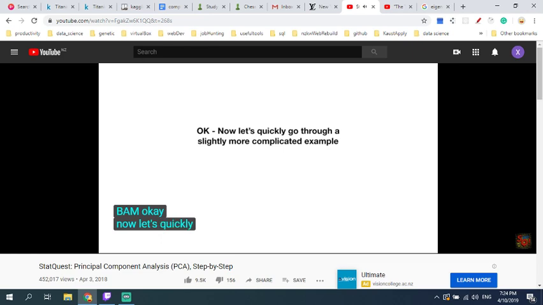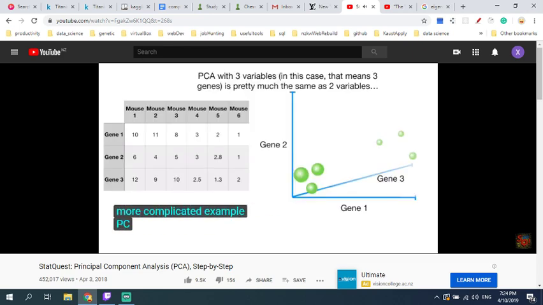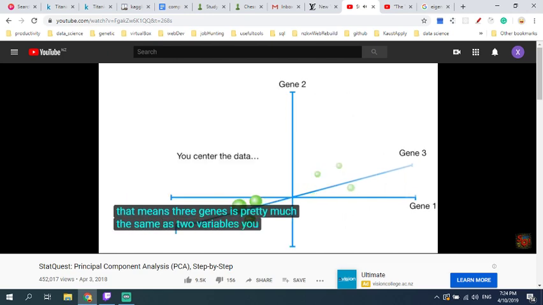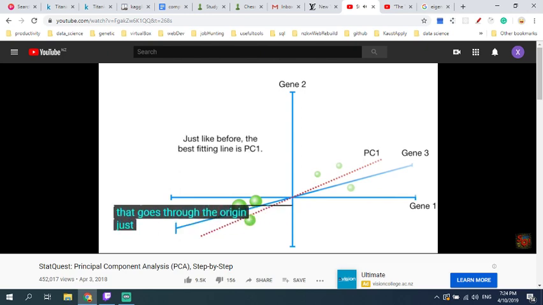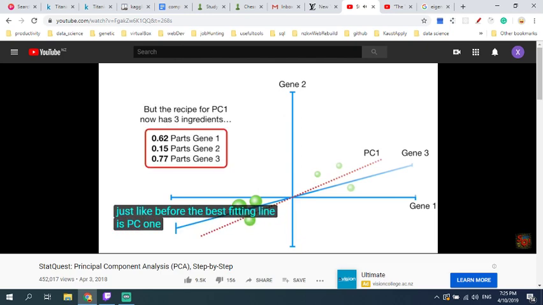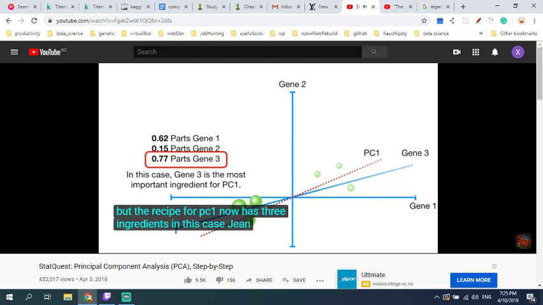Okay, now let's quickly go through a slightly more complicated example. PCA with 3 variables, in this case that means 3 genes, is pretty much the same as 2 variables. You center the data. You then find the best fitting line that goes through the origin. Just like before, the best fitting line is PC1. But the recipe for PC1 now has 3 ingredients. In this case, gene 3 is the most important ingredient for PC1.